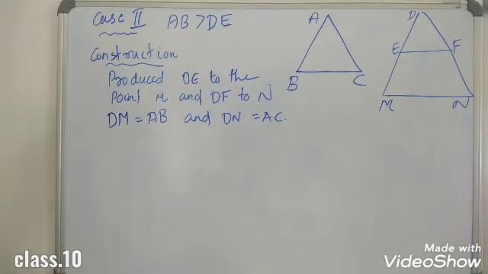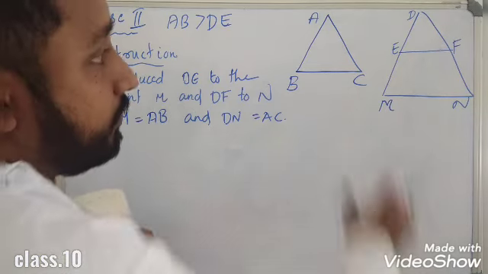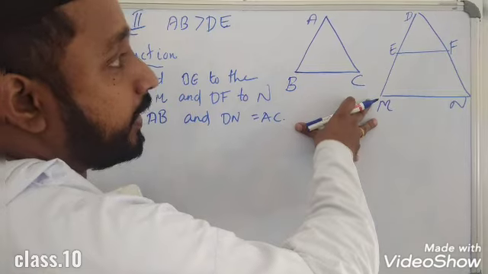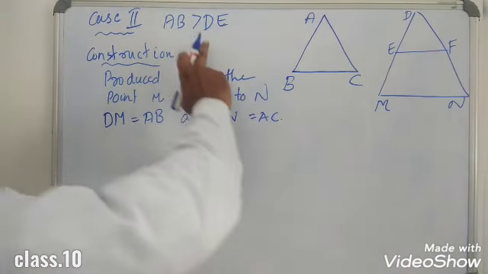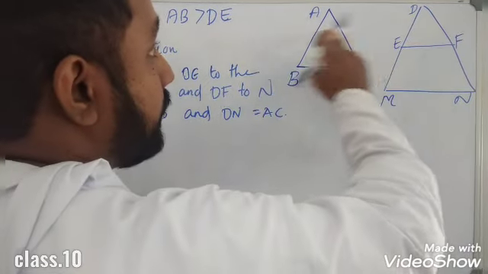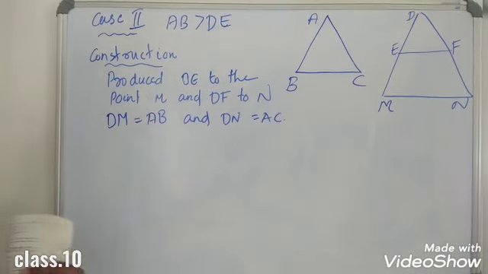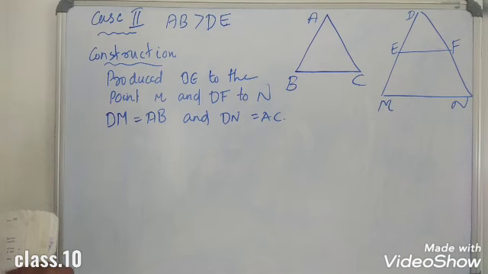Let us discuss the second case, when AB is greater than DE. So our two triangles, triangle ABC and triangle DEF. In the first case, AB less than DE. So here we are going to consider AB greater than DE.